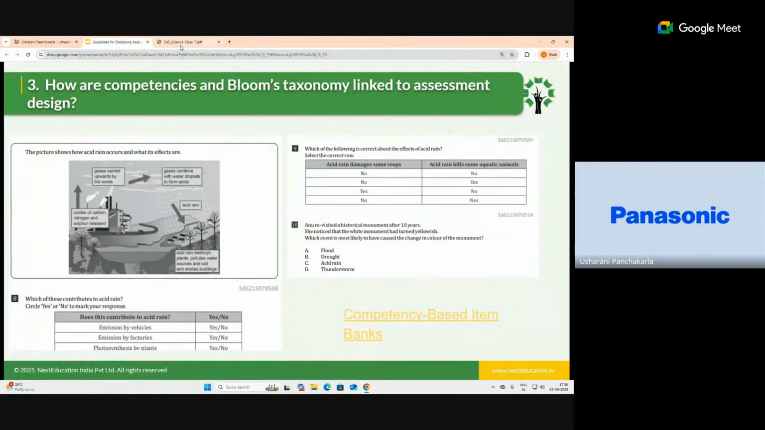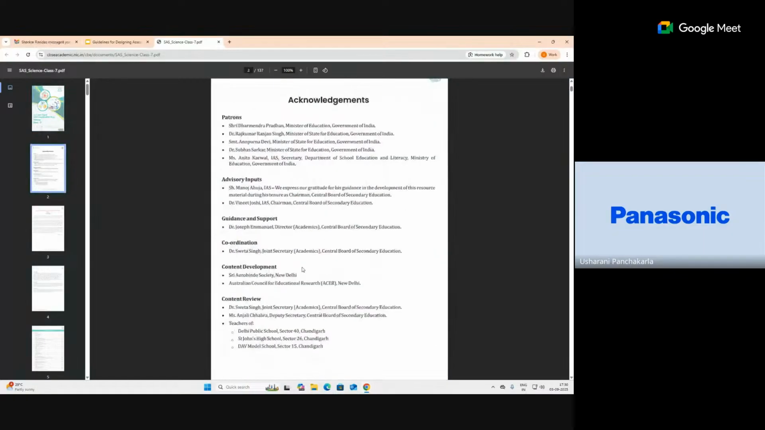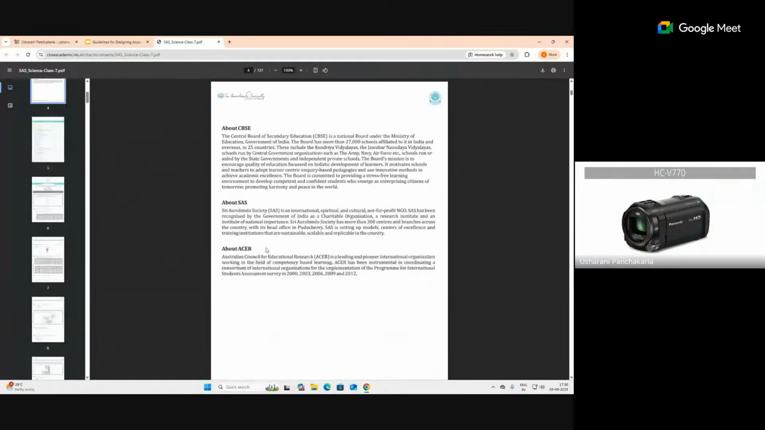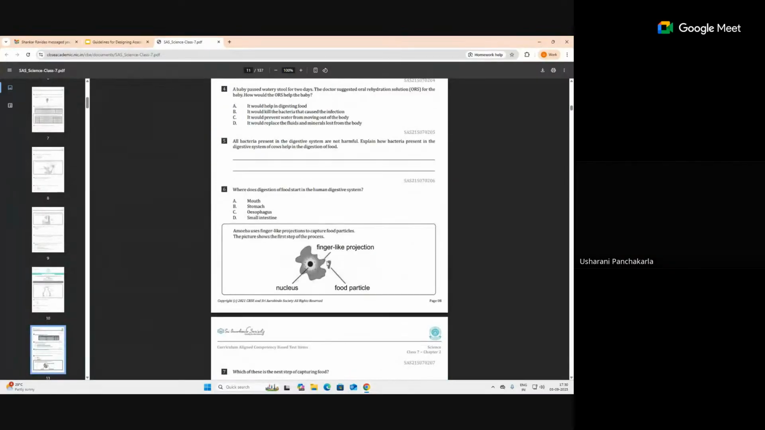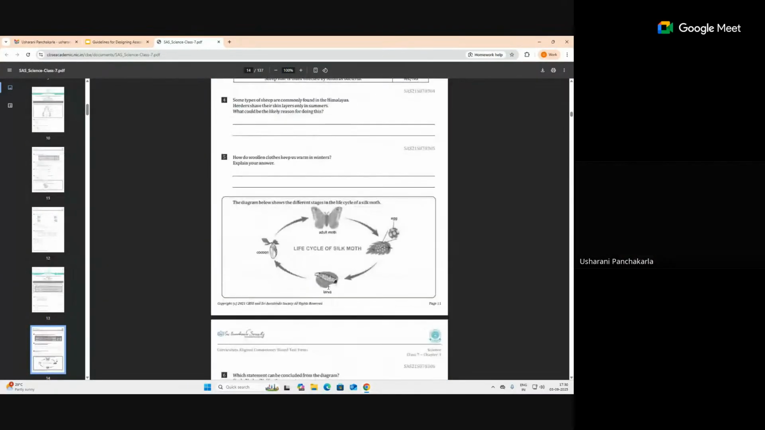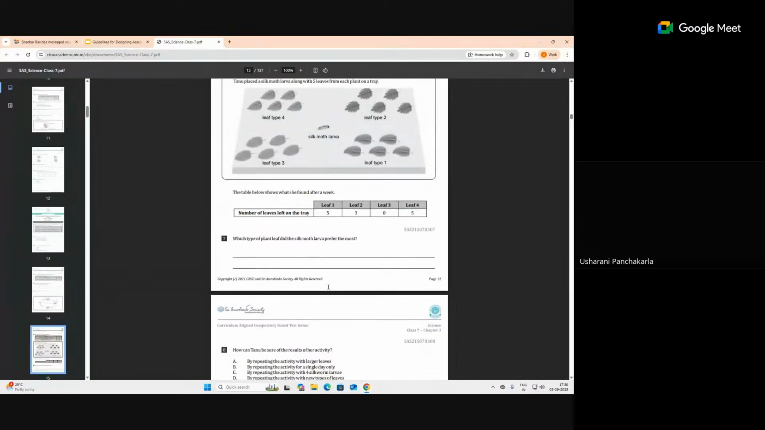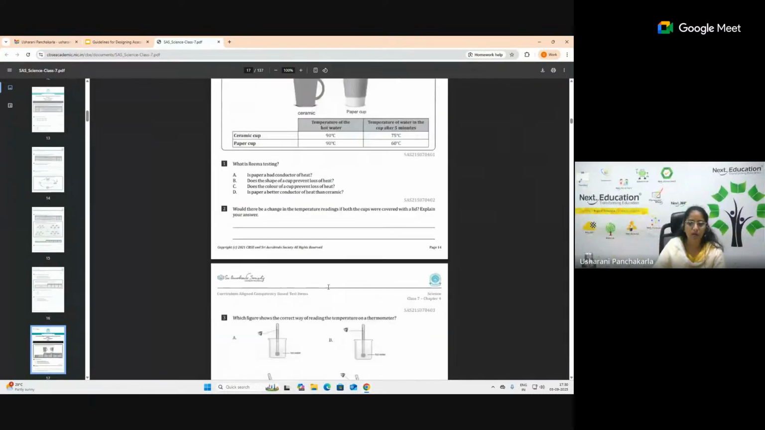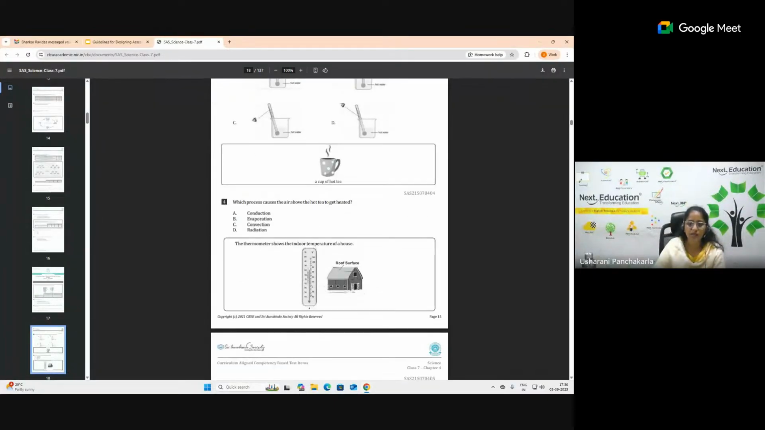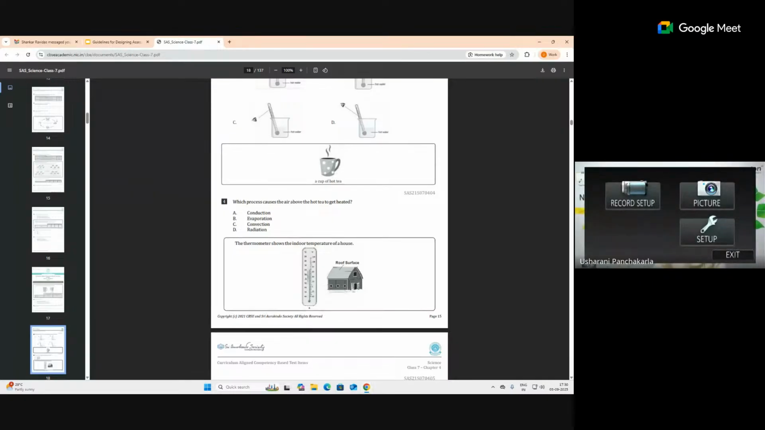Coming to this, let me go to the page number. So you can see the different questions that have been asked here. All these questions are very much similar to what you see in PISA or even TIMSS, that is Trends in International Mathematics and Science Study.